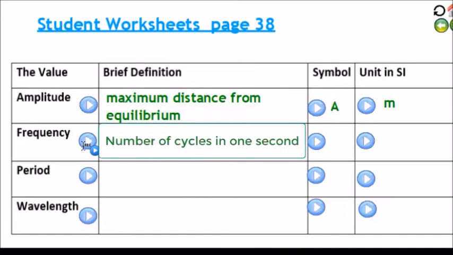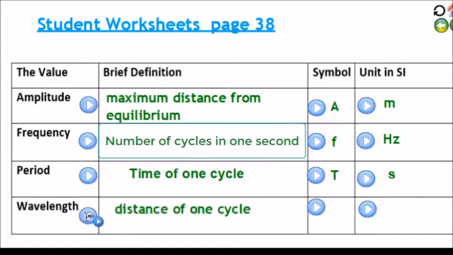The frequency is the number of cycles in 1 second. The symbol is a lowercase f, and the SI unit is the Hertz, shortened to Hz. The period is summarized as the time for one cycle. It is given the symbol capital T, and this is measured in s, or seconds, since it is a time.